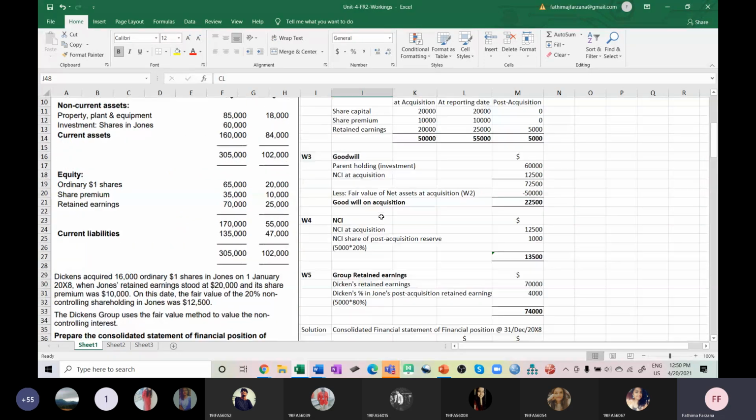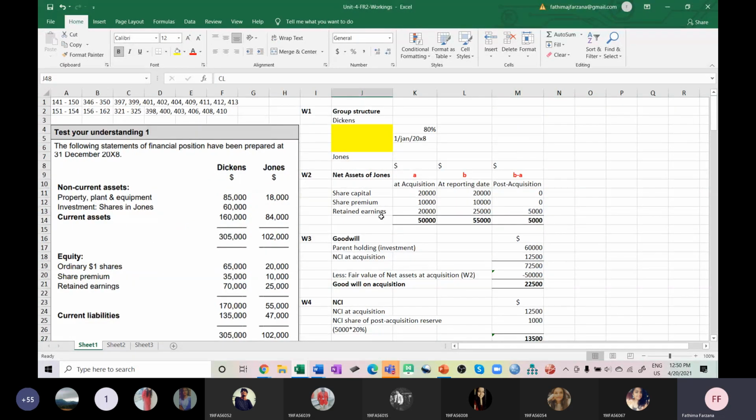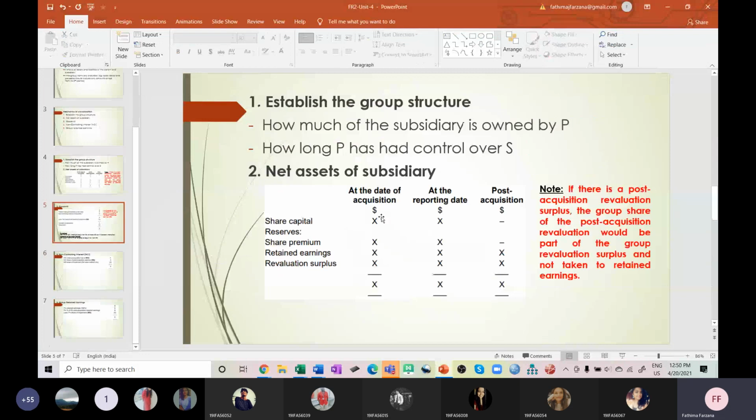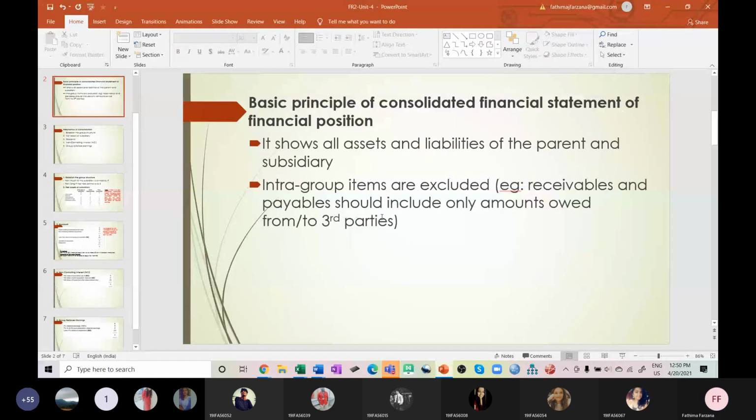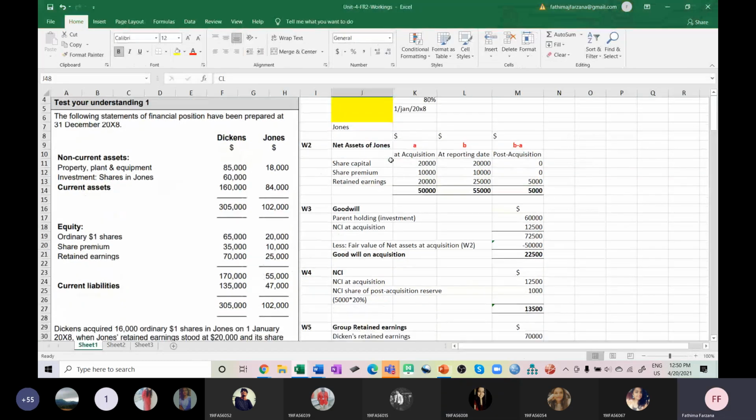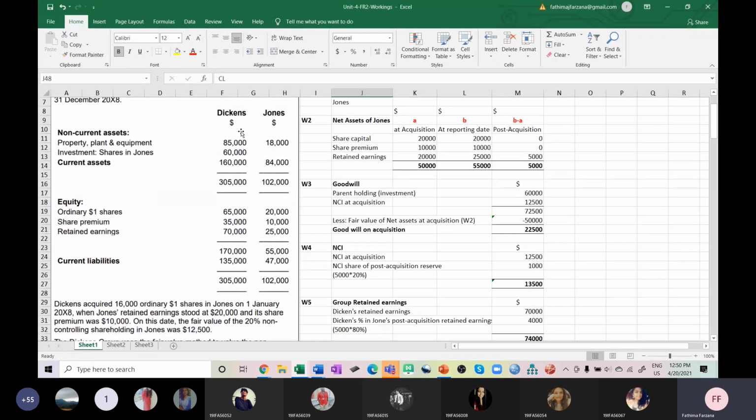So let me take one after the other. What is the basic principle of consolidation? First principle, it shows all assets and liabilities of the parent and subsidiaries. They didn't mention equity here. They said only assets and liabilities. Can you understand? Yes, ma'am. So assets and liabilities you're going to combine and show.